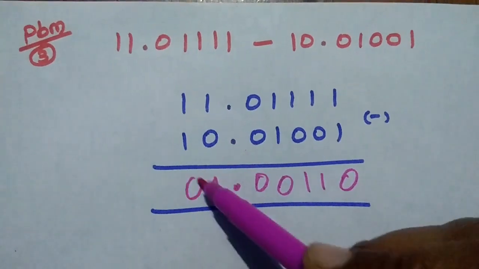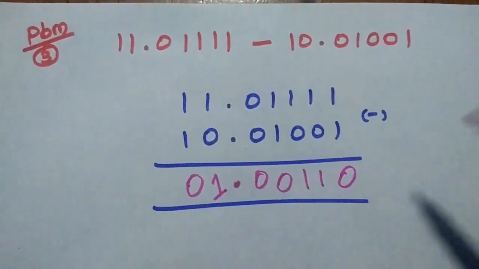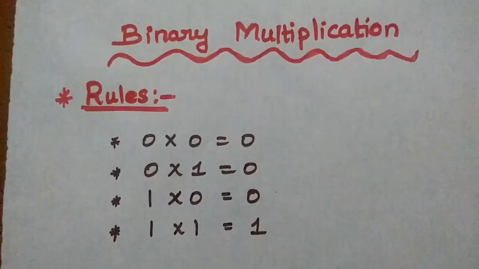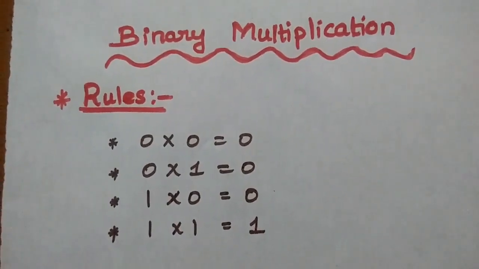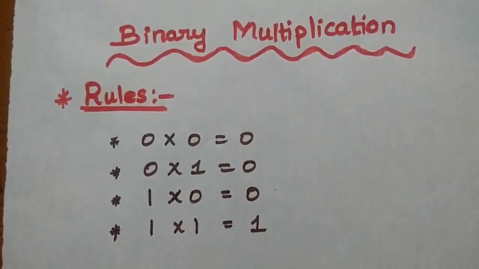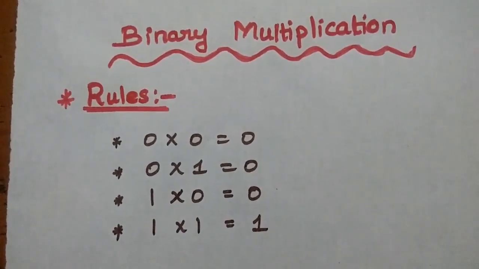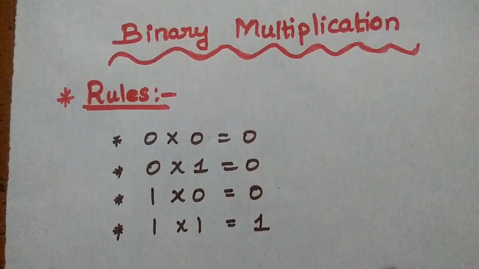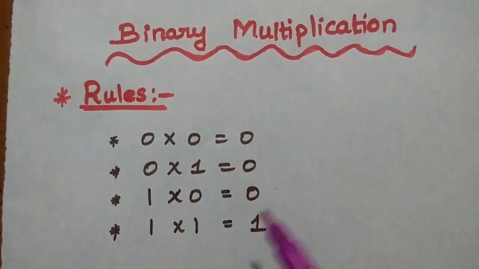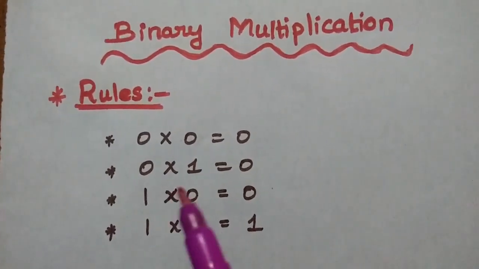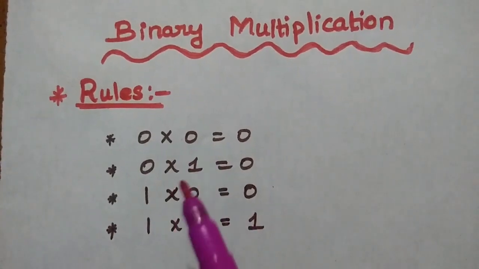1 minus 1 is 0. So this is the answer for this problem. The multiplication of binary numbers is similar to that of decimal multiplication. There are 4 rules to be followed here. Simply, we can remember anything multiplied with 0 is 0.